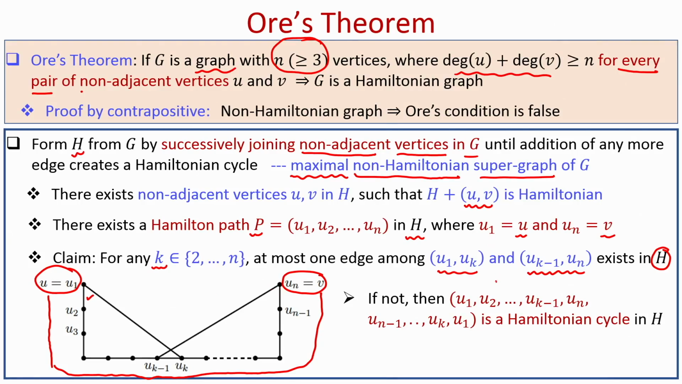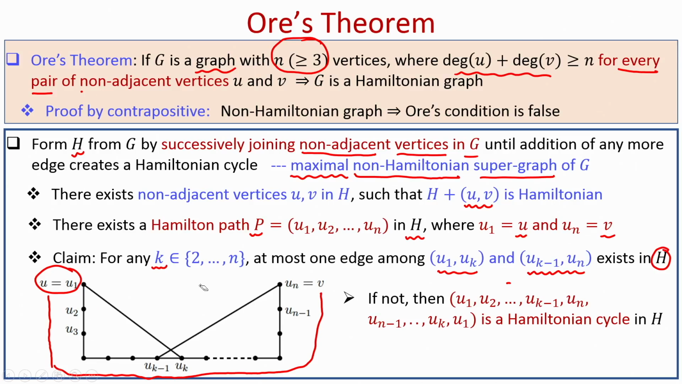Because if I substitute k equal to 2 here, it says that you can't have simultaneously (u1, u2) as well as (u1, un). So, since you have the edge between u1 and u2, you can't have the edge between un and u1. Similarly, the claim says that either you can have the edge between u1 and u3 in the graph H, or you can have the edge between u2 and un. That is the claim here. So, let us prove this claim. The proof is very simple and elegant.